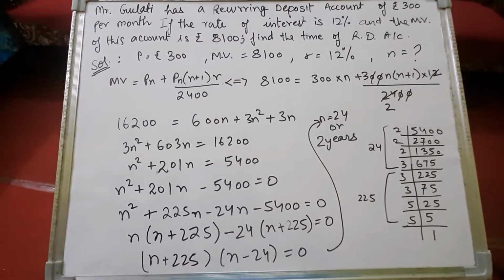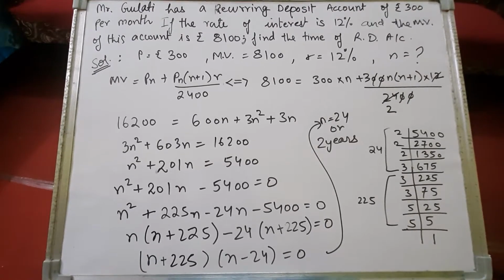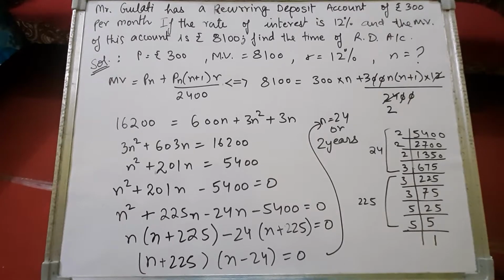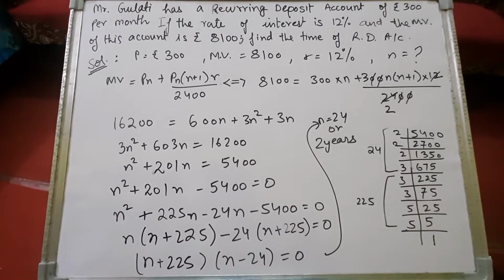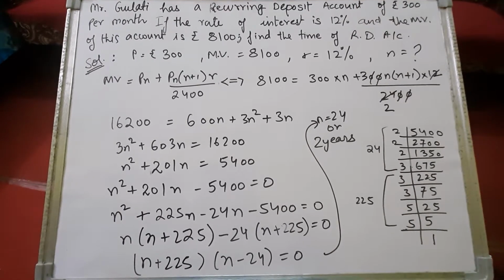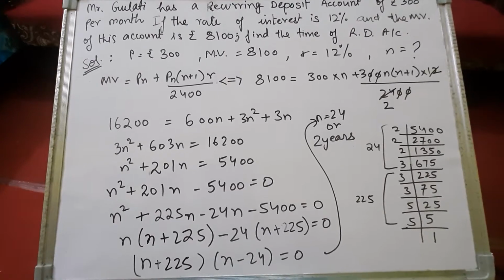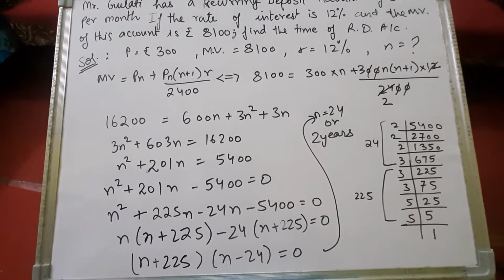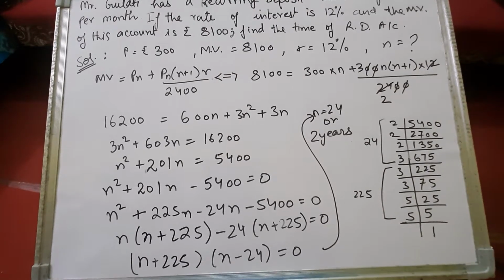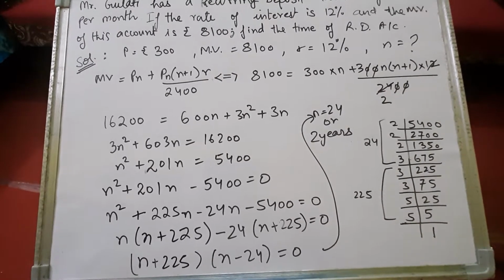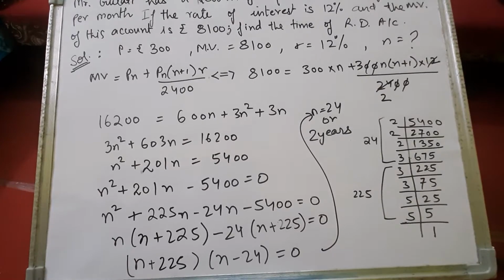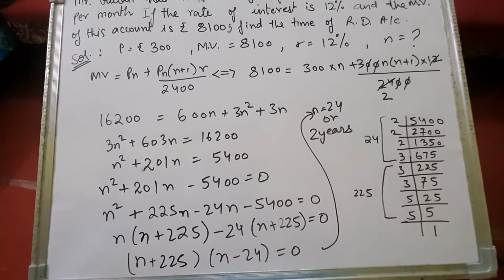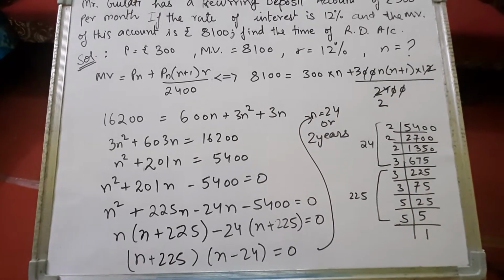In this sum, it is given that Mr. Gulati has a recurring deposit account for rupees 300 per month at the rate of interest of 12% per annum, and the maturity value of this account is rupees 8100. Find the time of the recurring deposit account. That means we have to calculate the value of n.